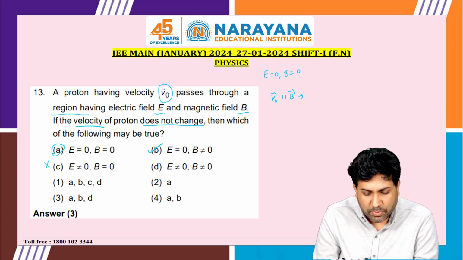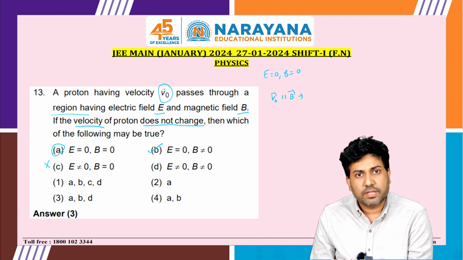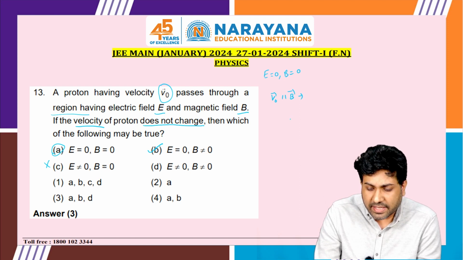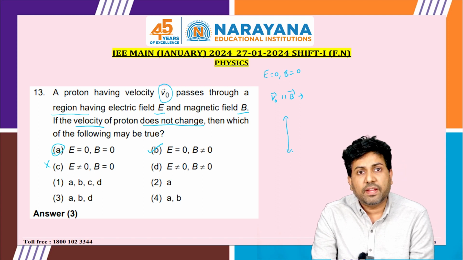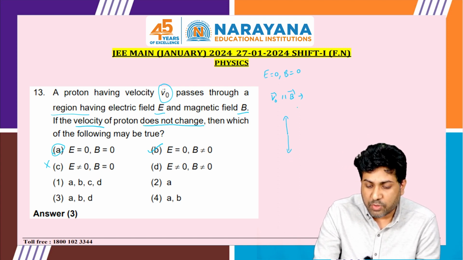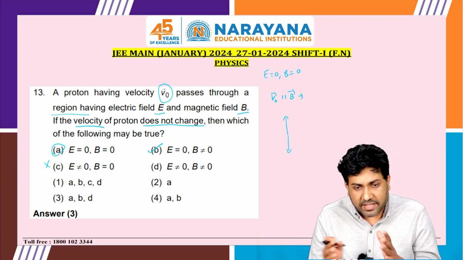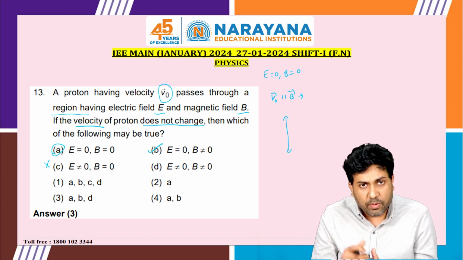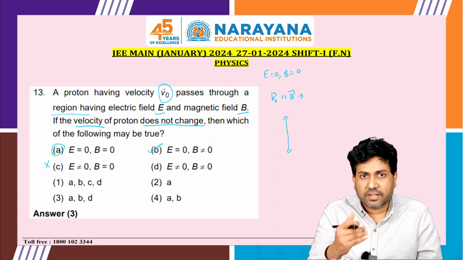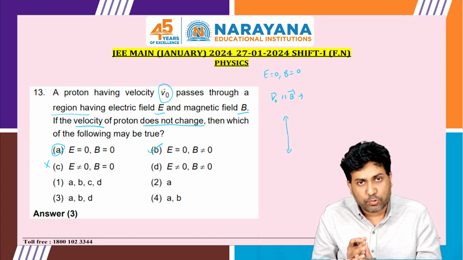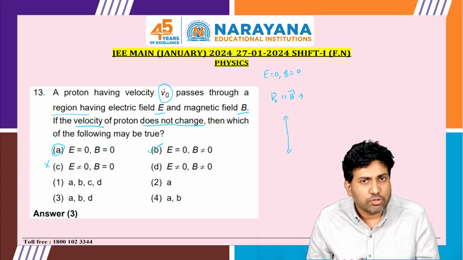And let's look at the next option. If E is not equal to 0 and B is also not equal to 0. Now there can be one case when the force due to electric field and the force due to magnetic field balance each other, which you must have studied in a velocity selector. In a velocity selector, the magnetic field and the electric field are adjusted in a way that the force due to magnetic field on the charged particle and the force due to electric field on the charged particle are equal and opposite. And when this happens, the net force on the charged particle happens to be 0.